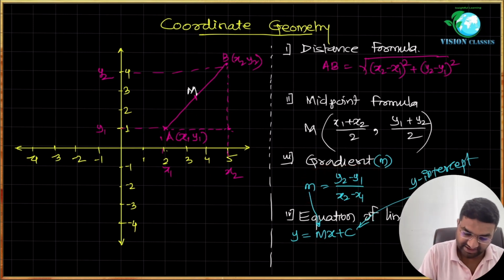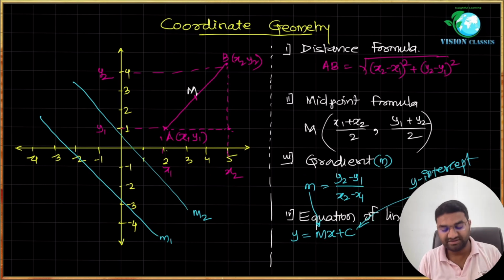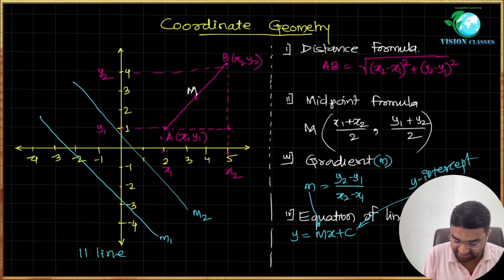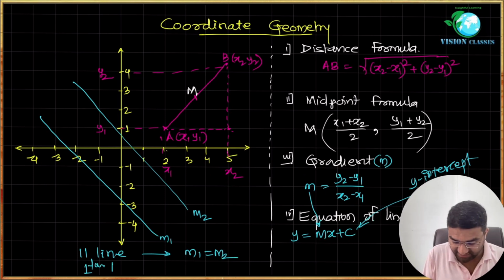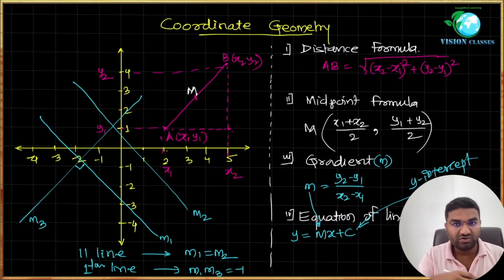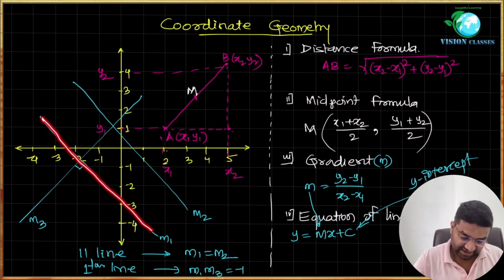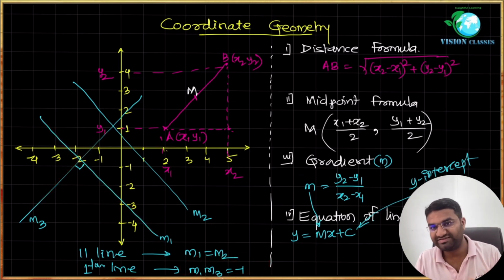Then suppose you have lines that are parallel, like this. Here m1 and m2 are the gradients. For parallel lines, m1 is equal to m2, that's it. Then for a perpendicular line, let's say this one is m3, fine, m1 times m3 is equal to -1. If these two lines are perpendicular, the multiplication of their gradients is -1. We'll discuss with the examples, all right.